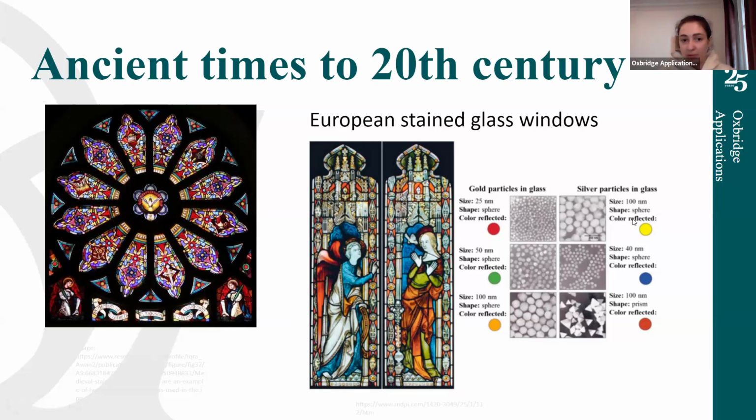It's a similar concept to the Roman cup. Depending on the size and the shape of the nanoparticles, this affects the color that we observe. So we're able to achieve some really interesting combinations of colors using gold and silver nanoparticles. It's interesting as well that not only the size of the particles, but the shape as well affects the color that we observe.